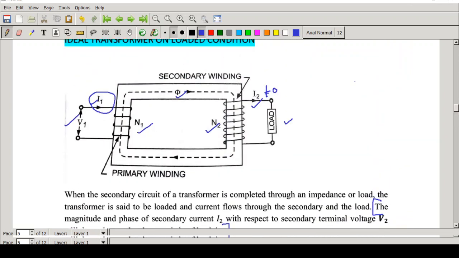First we will consider a non-inductive load, a resistive load. In the case of a resistive load, if you draw the voltage vector like this, the current vector will be like this. They are in phase. There is no phase difference. Whereas in the case of an inductive load, if this is the voltage, what will be the current? The current will be 90 degrees lagging.